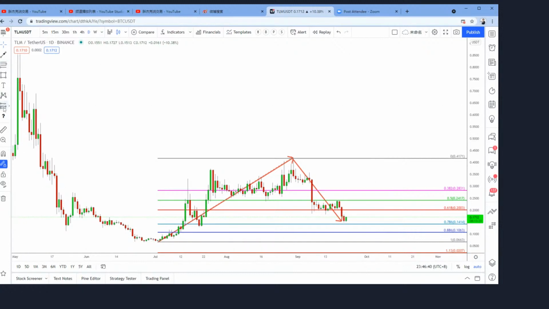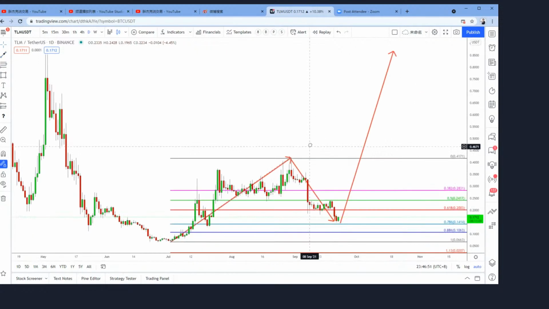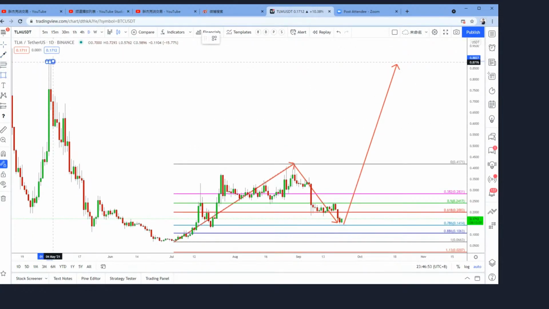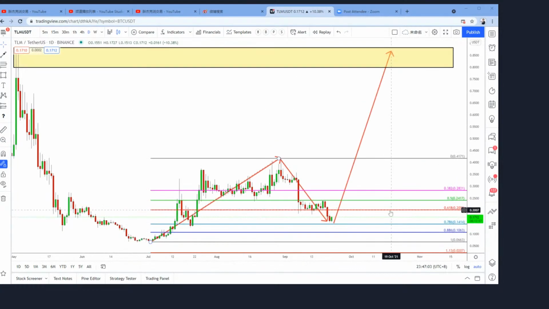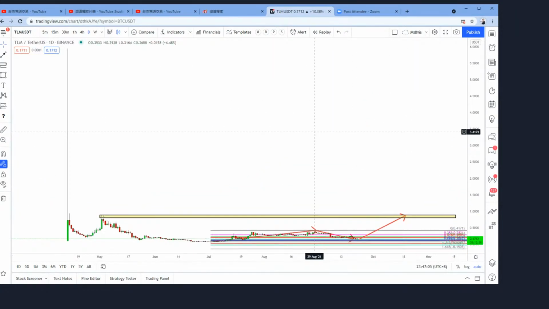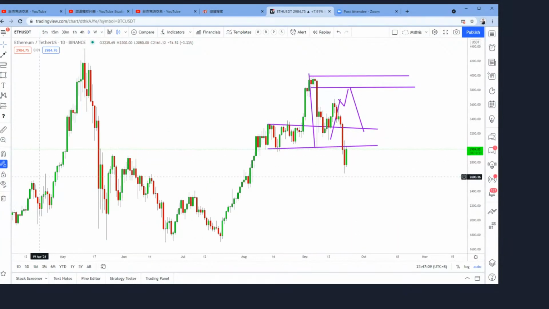Okay, good. So my answer is, yeah, you can buy this, but it may go to 0.4 or it may go to 0.80. That's all. Your first target will be here. Only when the price can break through 0.80, then you can have another move. Right? Let's check the Ethereum. Right, Ethereum.